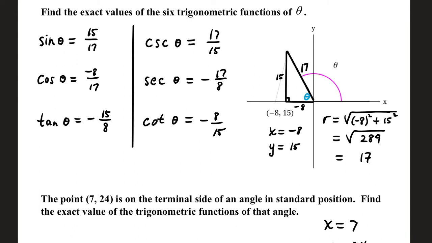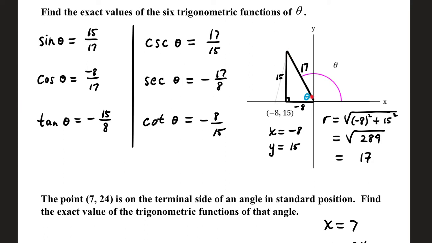All right, let's do another example. Very similar. We're going to take the point (-8, 15). So we have an initial side on the positive x-axis. We open up, and inside here is where I'm going to call theta. The point (-8, 15) will lie here. From the origin, we go left 8, up 15.